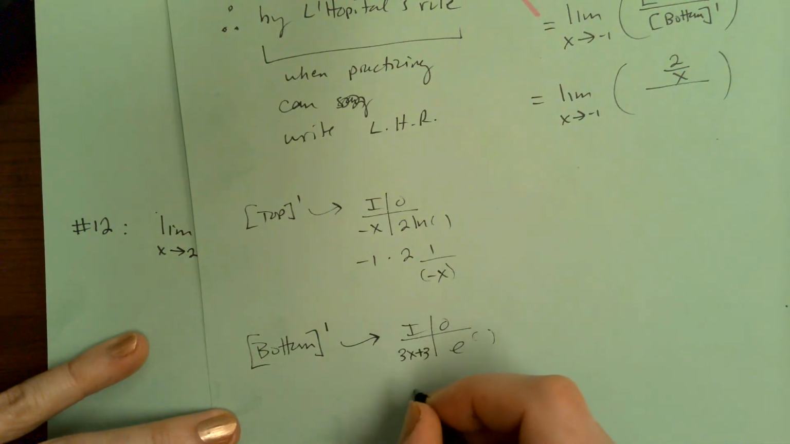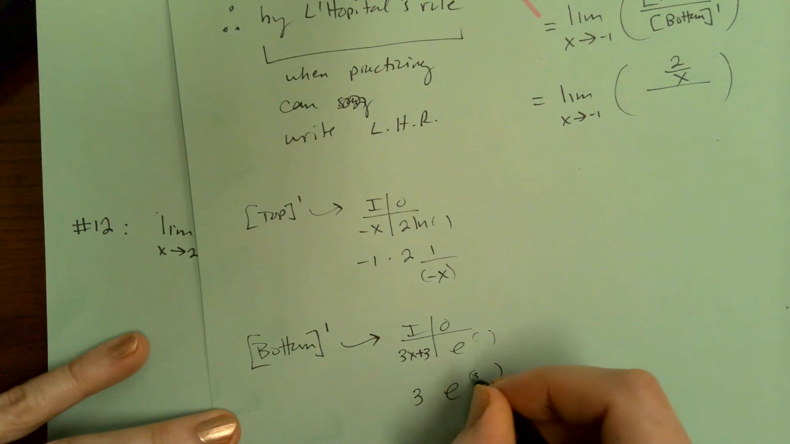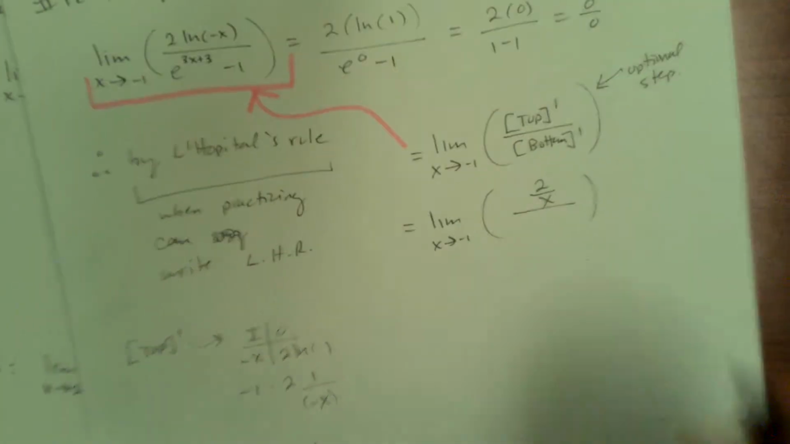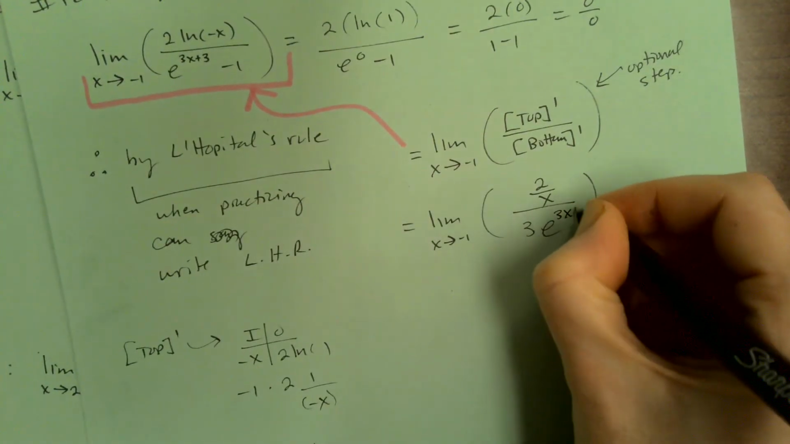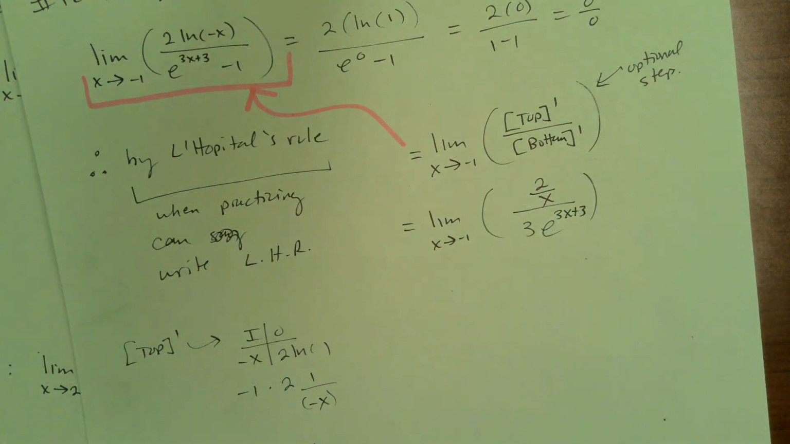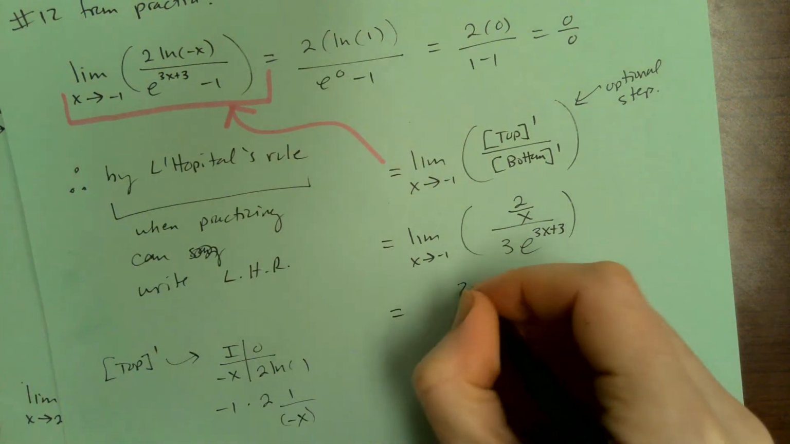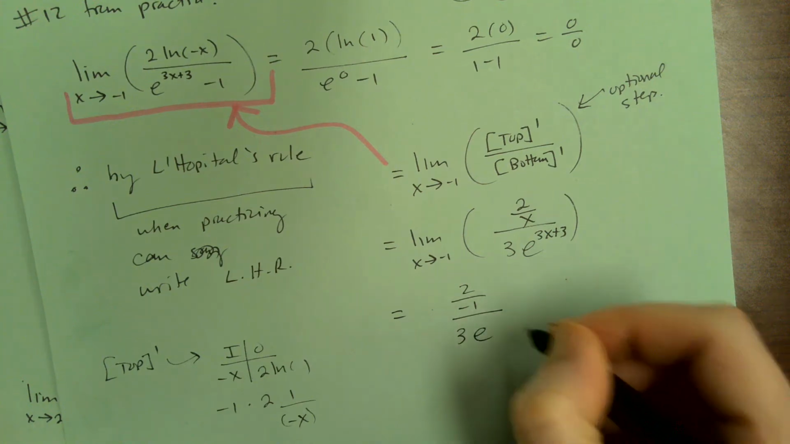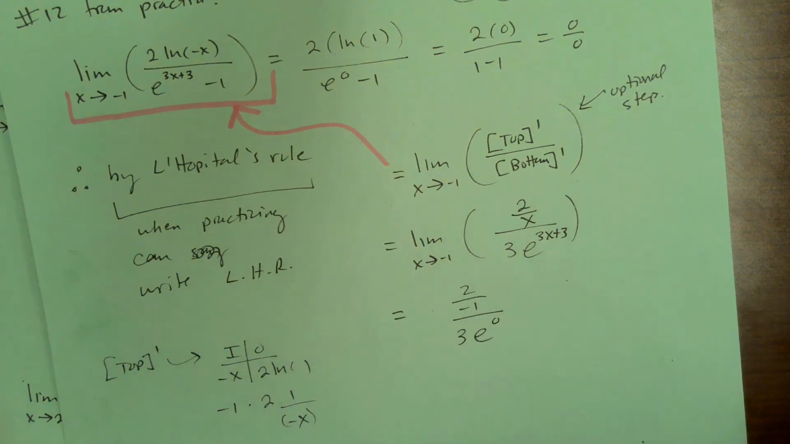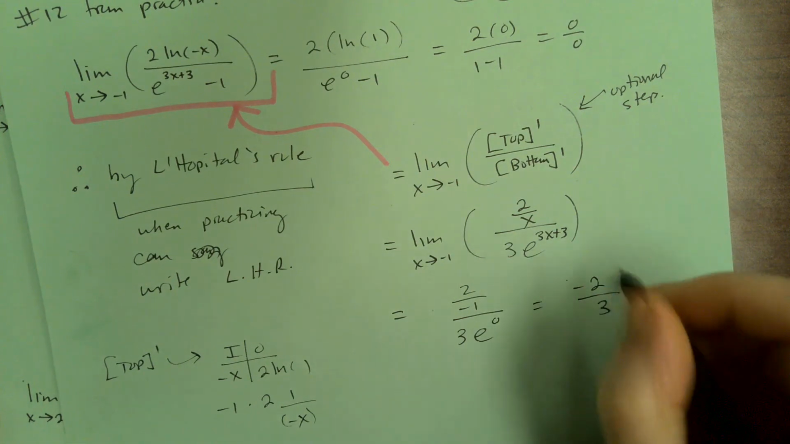So derivative of inside is 3. Derivative of outside is e to the blank. So 3e to the 3x plus 3. Okay. And now I do direct substitution. So I'm plugging in -1. So this is 2 over -1 over 3e to the 0. So this ends up being -2 over 3.